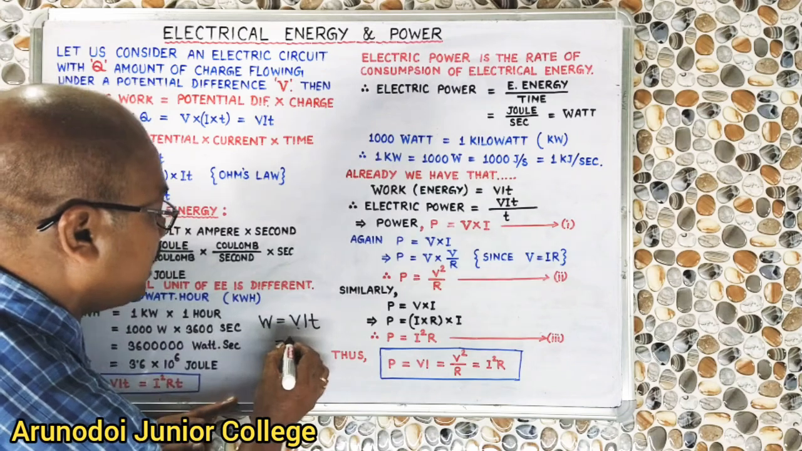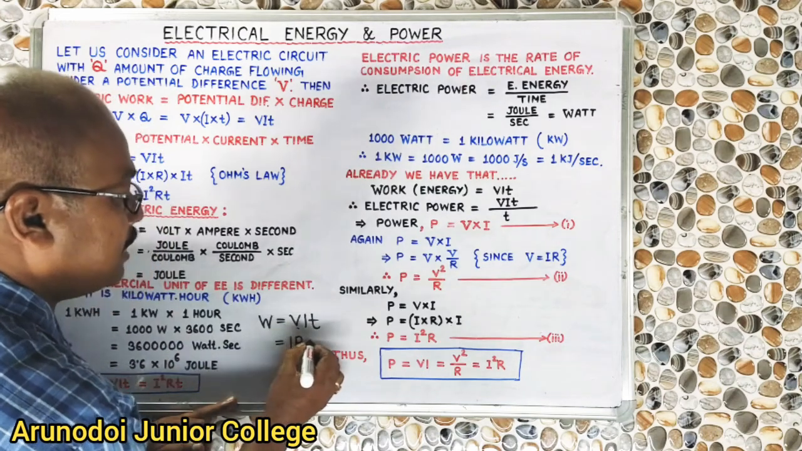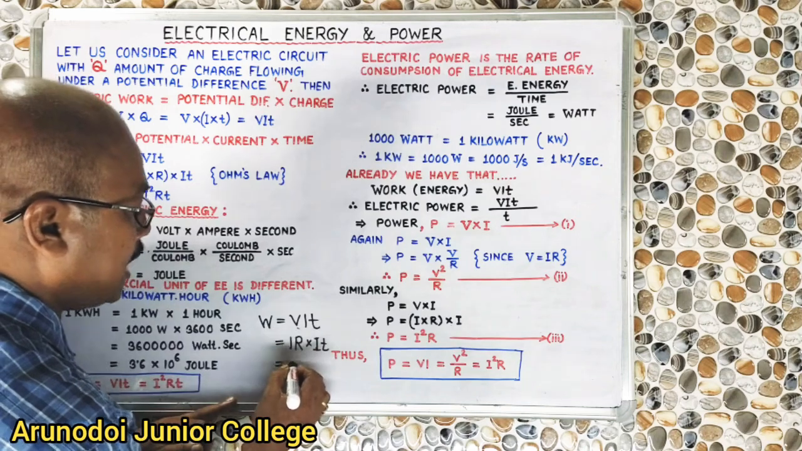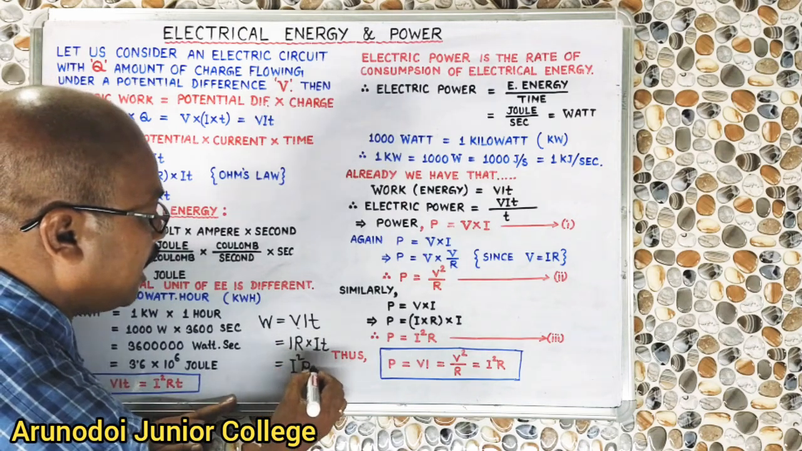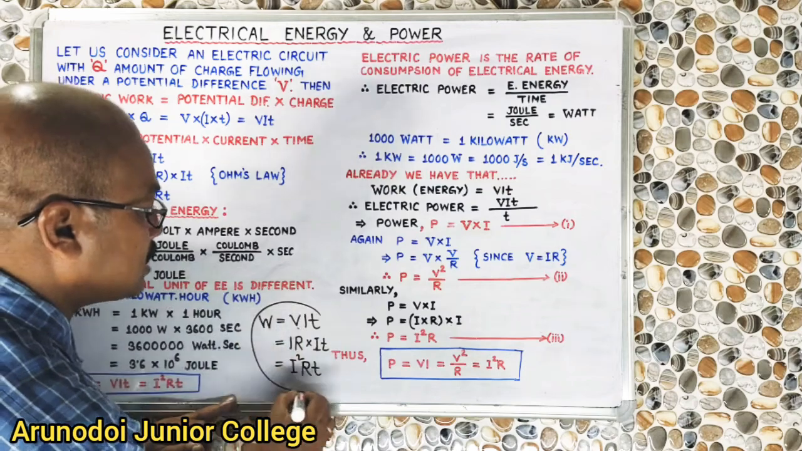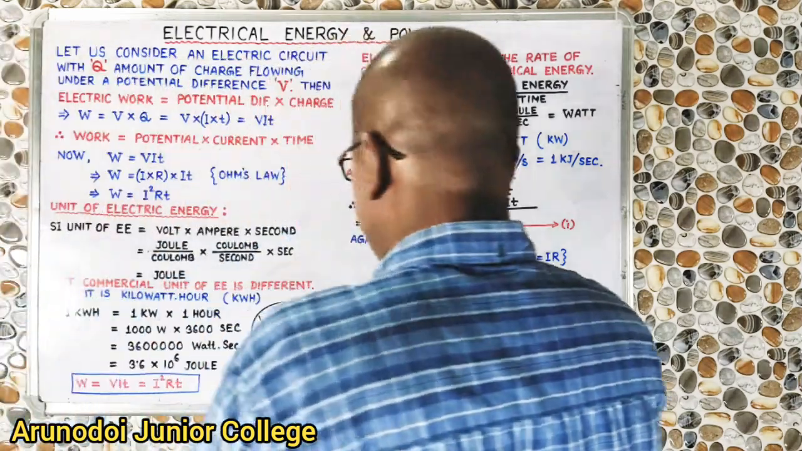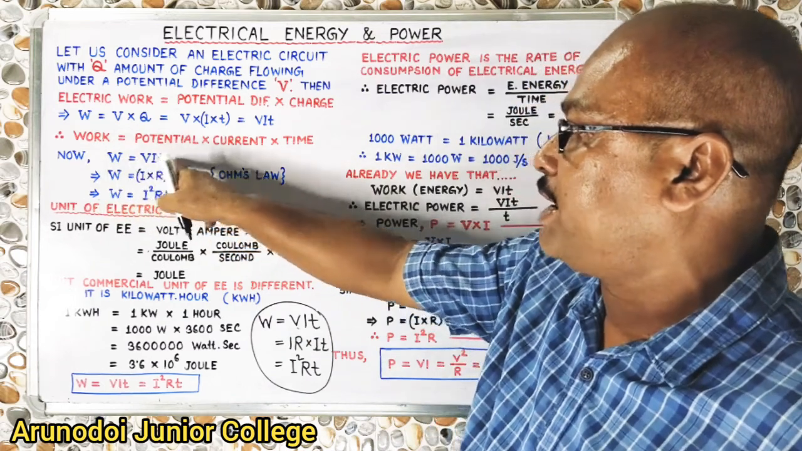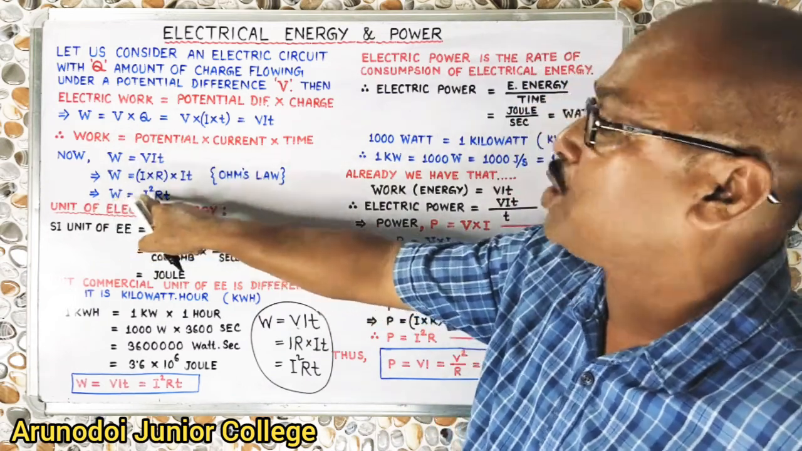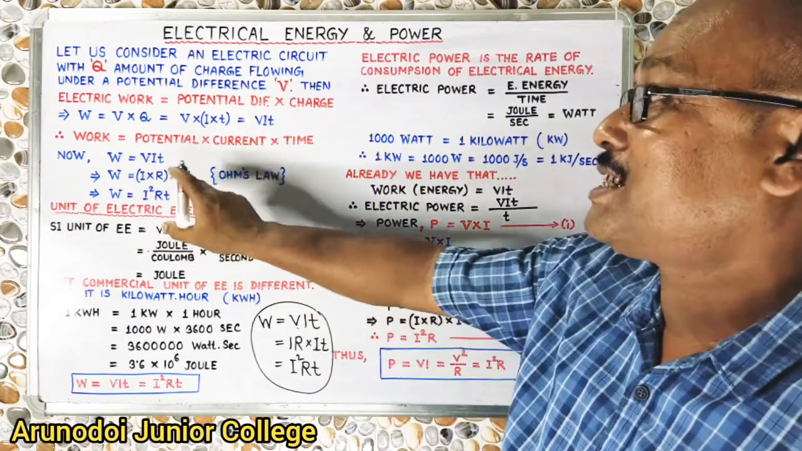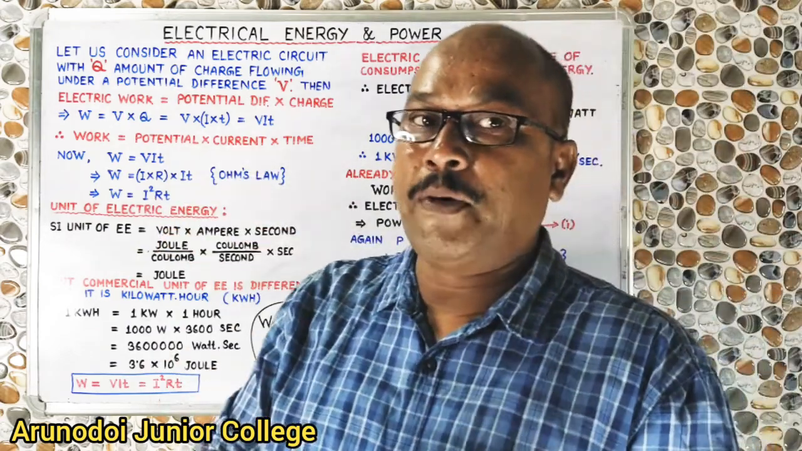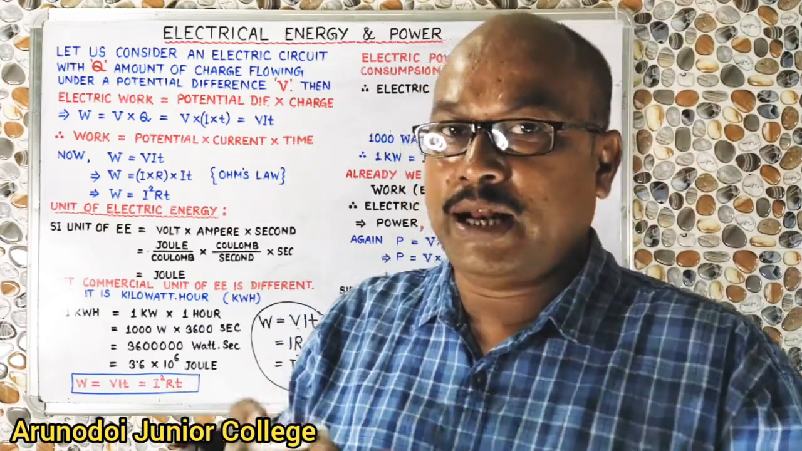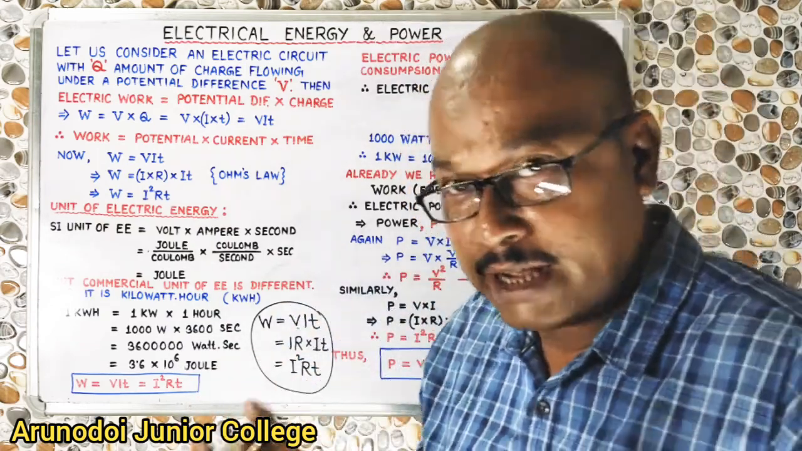So in place of V we can write I into R. Then you will get again I into T. If we multiply, we get I into I, so it will be I square R into T. So this is the calculation, and from this we ultimately get W is equal to I square RT. This is the second relation with the help of which we can measure the amount of electrical energy or electrical work done by electric current in a circuit.